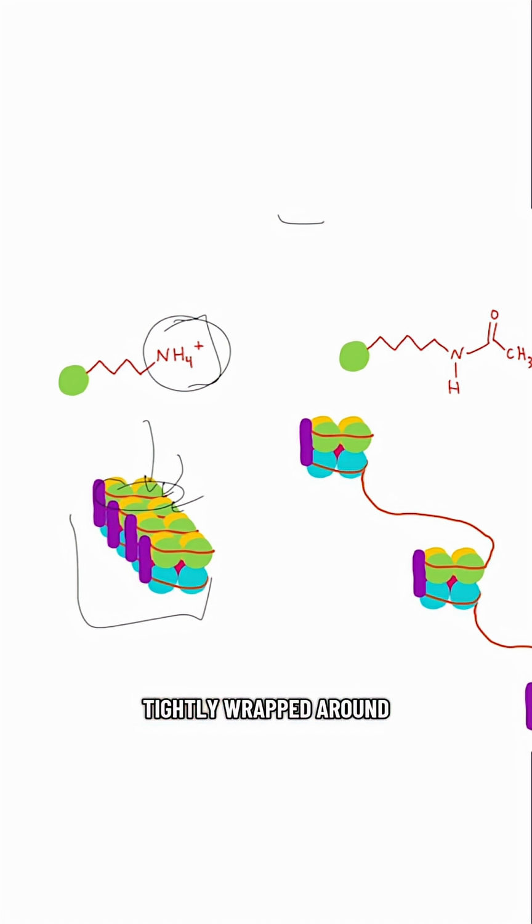When the DNA is tightly wrapped around the histones, it's not really accessible to the machinery that can transcribe it. So the genes in the DNA right here would not be transcribed much because they're held too tightly to the histones. And that's where histone acetylation comes in.